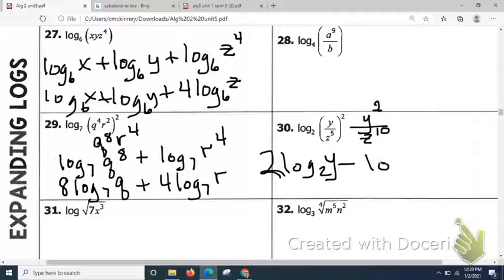Minus log base 2 of z. And then I need a 10 in the front of that, which I did not allow enough room for. It's a poor time for my stylus to not work, but minus 10 log 2 of z. So the exponents come immediately before that log. Division changes to subtraction.